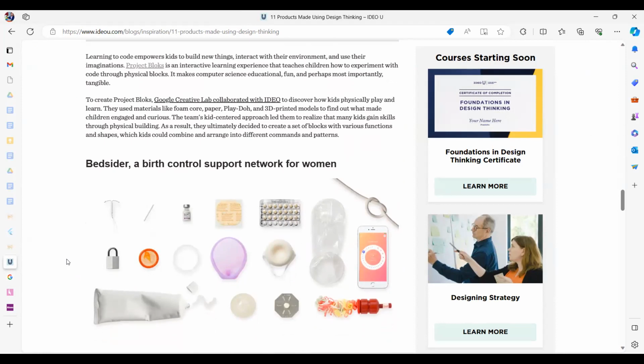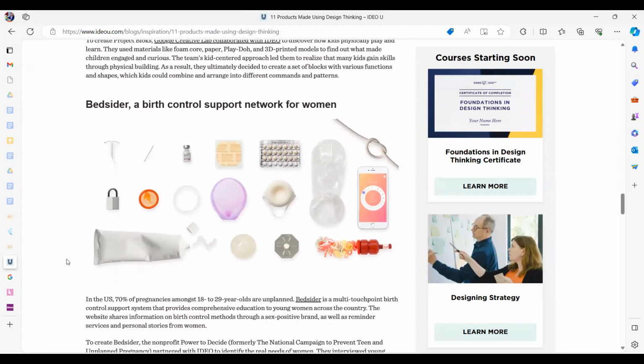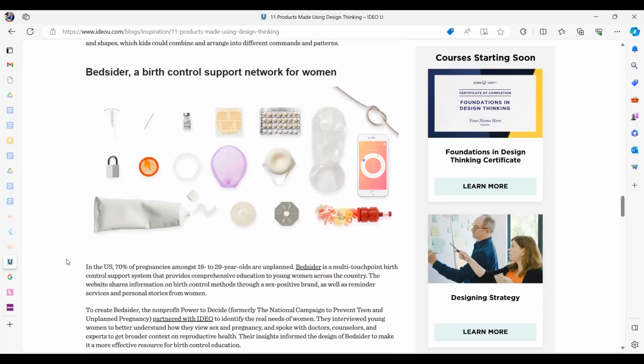Here's another one. Birth control support for women, right? Many young people, because they do not learn about sexual reproduction, get into a lot of trouble. In the US, it is 70%. Look at this. I think in Sri Lanka it is probably the same or more. 70% of the pregnancies among 18 to 29-year-olds are unplanned.